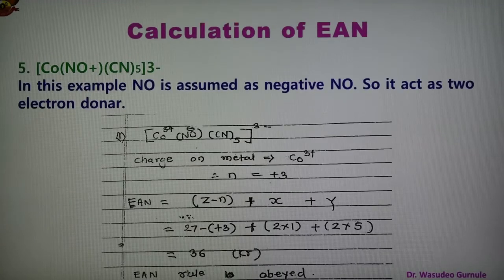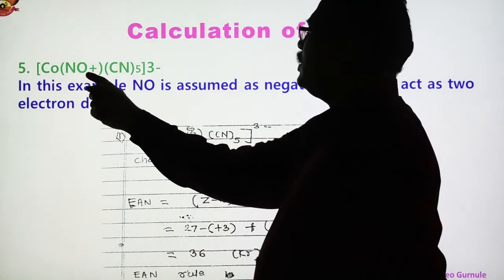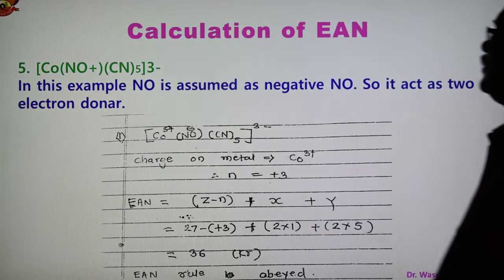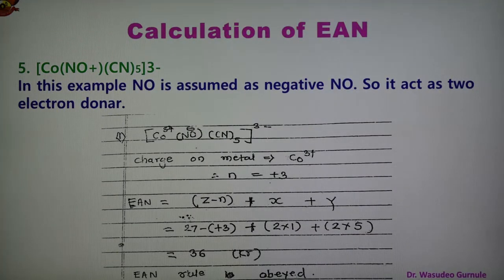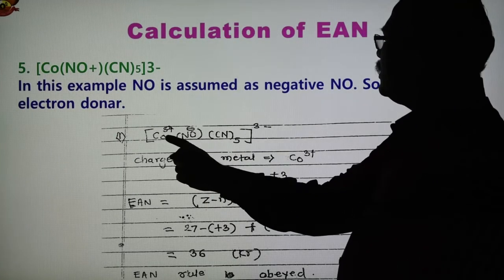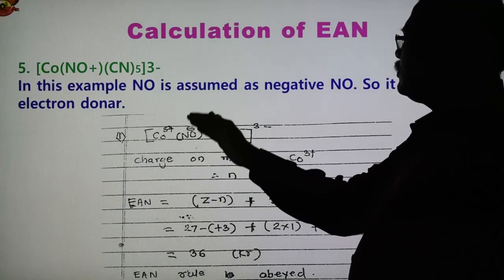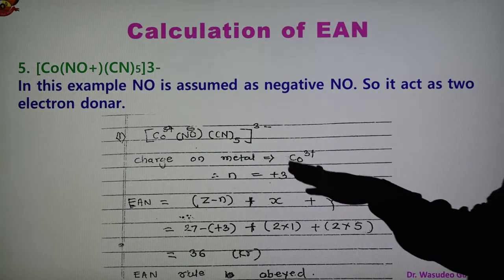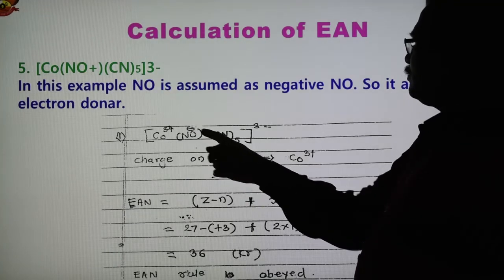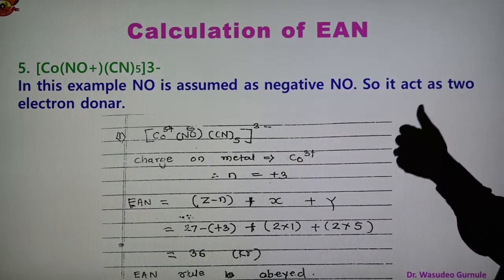The next, number 5 example, is [Co(NO)(CN)5]3-. So here cobalt, NO 1, CN 5, and 3 minus. In this example, NO is assumed to be a negative NO, so it acts as a 2 electron donor. So in this way it is shown. Now we are taking an example where NO acts as NO minus, negative. So CN 5, and 3 minus is the charge on the complex.